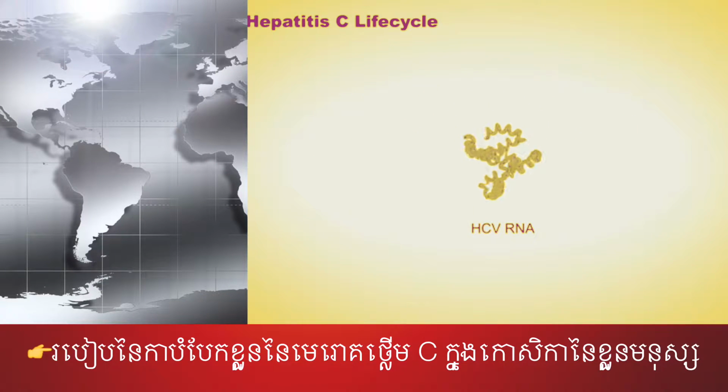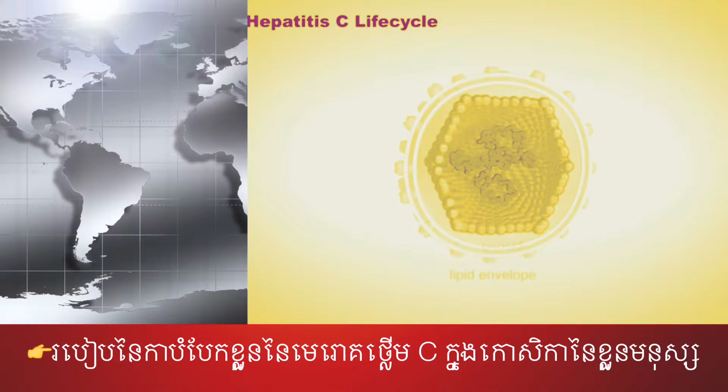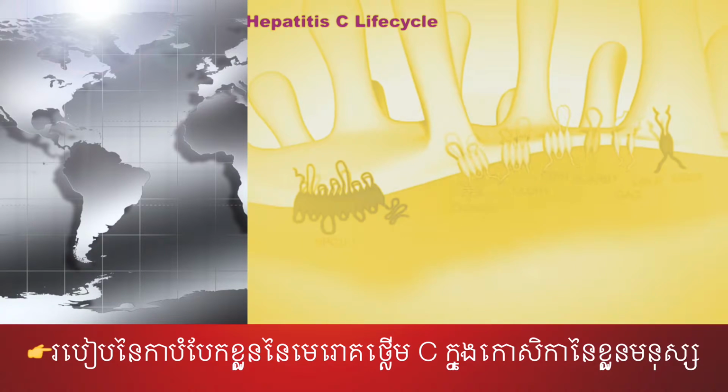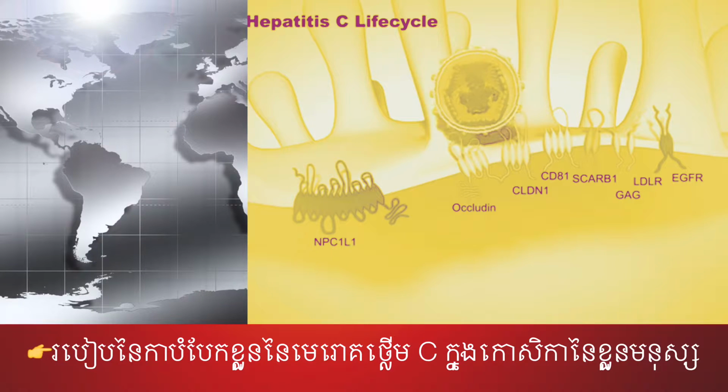The HCV RNA is surrounded by an icosahedral shell of protein, which is then surrounded by a lipid envelope made from modified host cell membrane. Although the exact mechanisms of HCV cell entry are still unknown, it's thought that the envelope proteins on the surface of the virus bind to host CD81 and other cellular molecules, allowing HCV internalization.